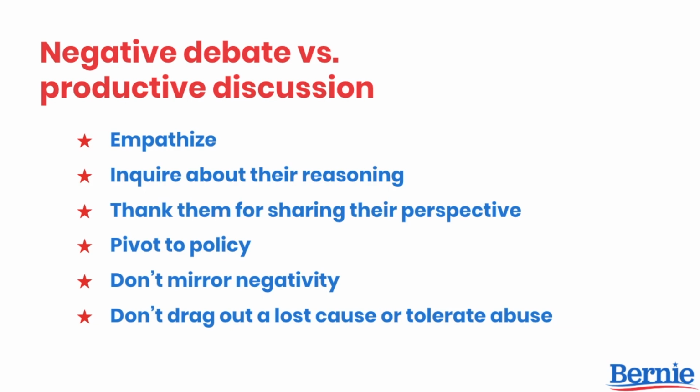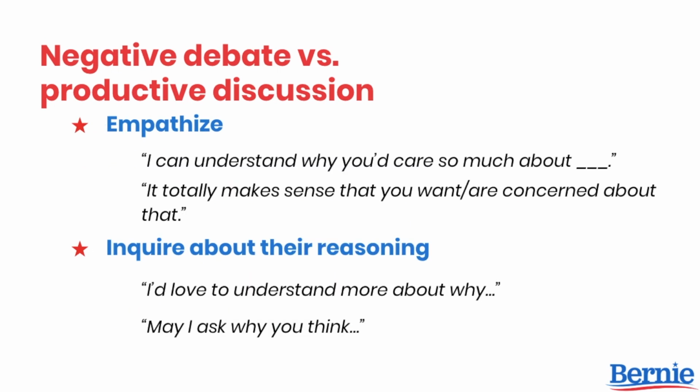So here are some helpful strategies for walking the line between discussion and debate. Let's look at these a little more closely. A core strategy for keeping a discussion constructive is to empathize with the person you're talking to, relating to them as another real human being. Some examples of that might be saying something like, "I can understand why you'd care so much about blank," or "It totally makes sense that you were concerned about that."